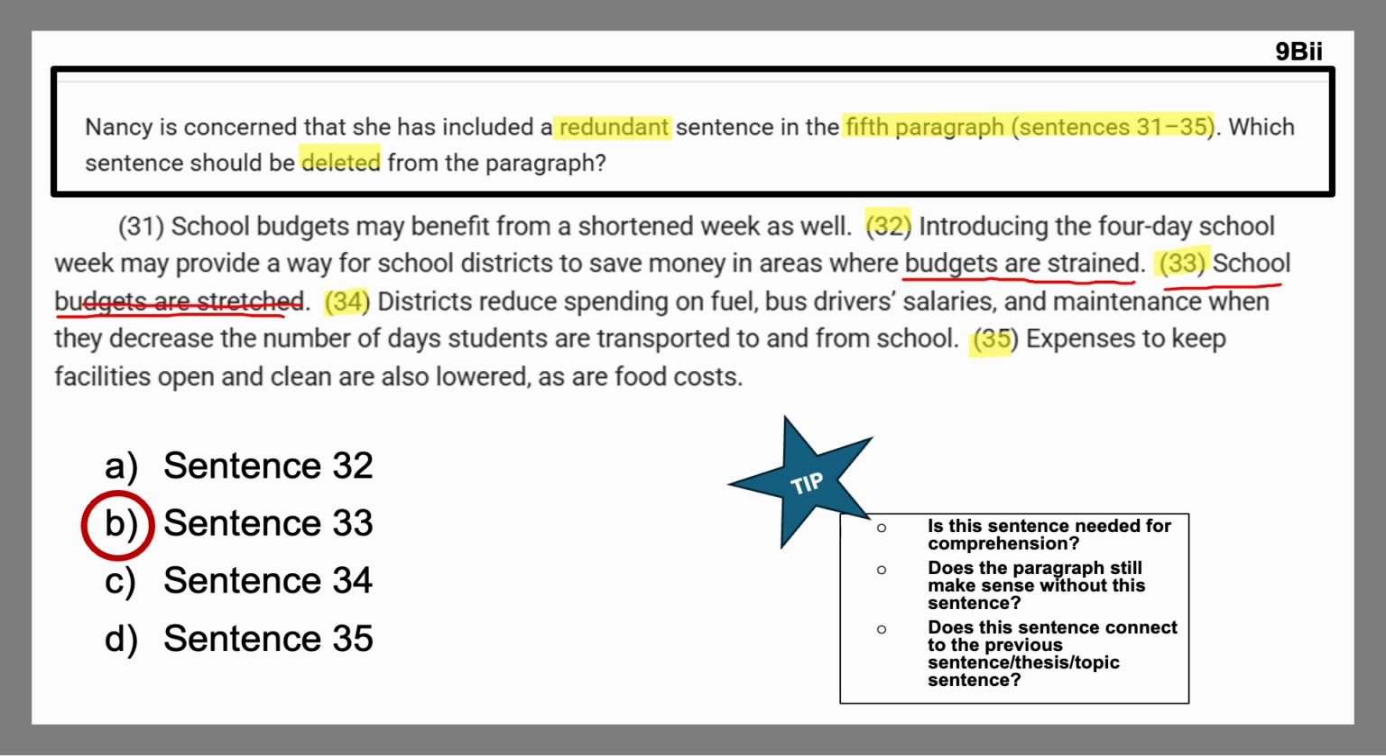There is a little bit of a distractor in here, where I want to see when it talks about expenses. So districts reduce spending on fuel. Let me write a little bullet point here. Districts reduce spending on fuel when they decrease the number of days. Here, expenses to keep facilities open are lowered. That can be a little deceiving because it sounds similar, right? Districts reduce spending, expenses are also lowered, but because they're including it with the different types of examples, it's tied to that. I'm not going to take it out. These are still two different concepts. But here it's very straightforward. Budgets are strained, school budgets are stretched. I'm going to take out that sentence 33.